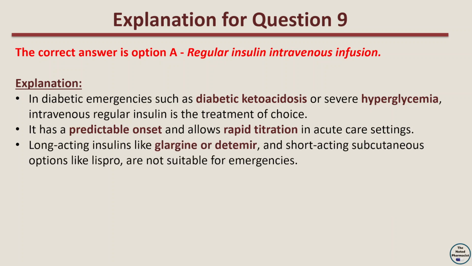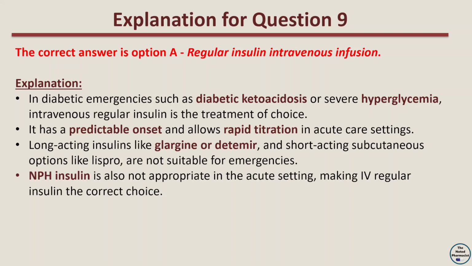Long-acting insulins like Glargine or Detemir, and short-acting subcutaneous options like Lispro, are not suitable for emergencies. NPH insulin is also not appropriate in the acute setting, making regular insulin the correct choice.